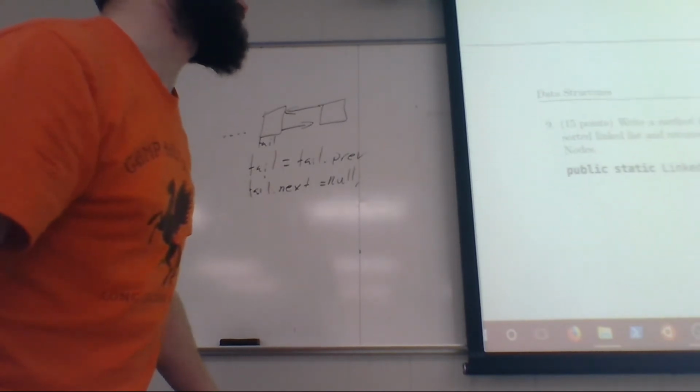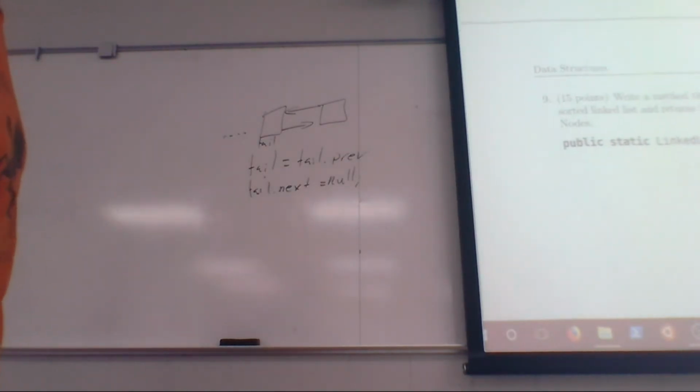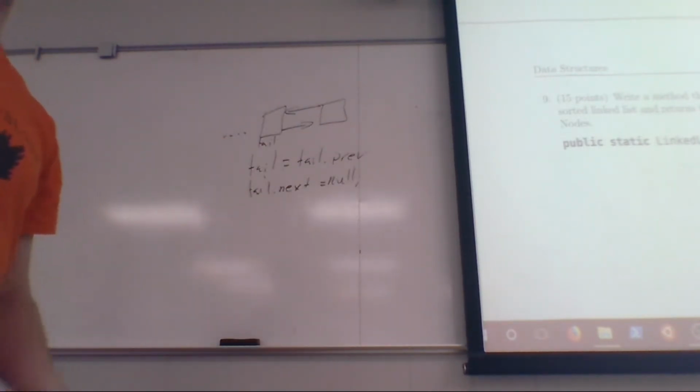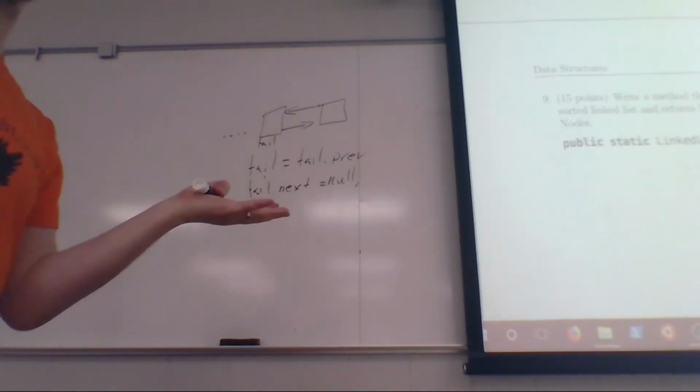So let's look at my actual questions here. Write a method that takes in two sorted linked lists of integers and merges them into one sorted linked list and returns it. Since this is a static method outside of linked list, you cannot access the nodes. Honestly, it wouldn't matter, you could use it either way.